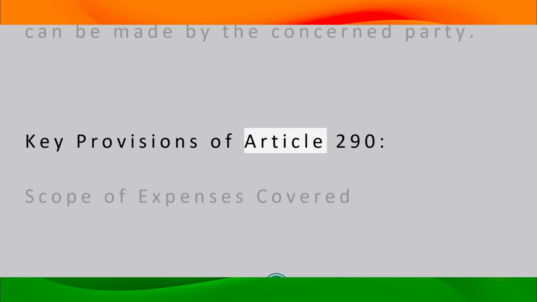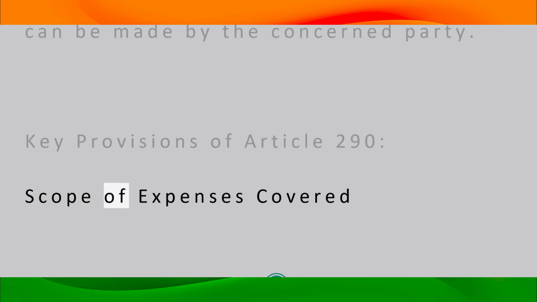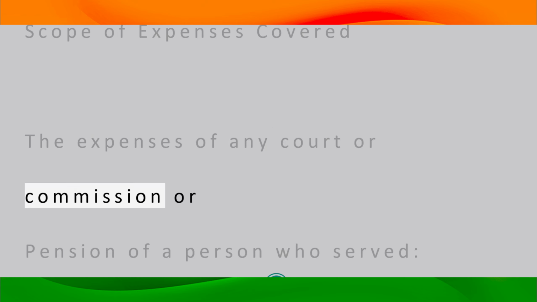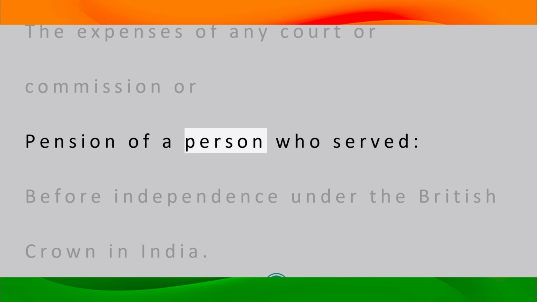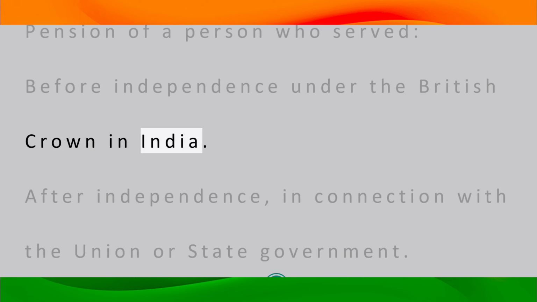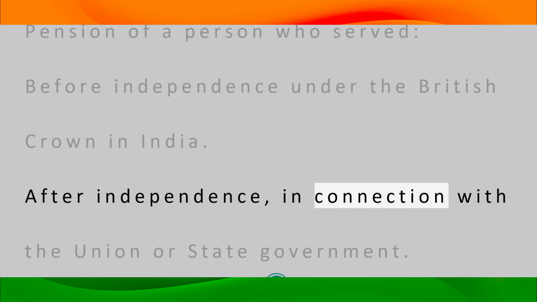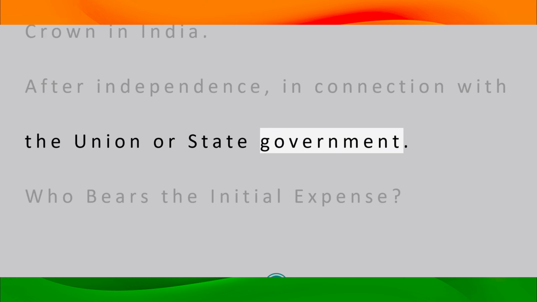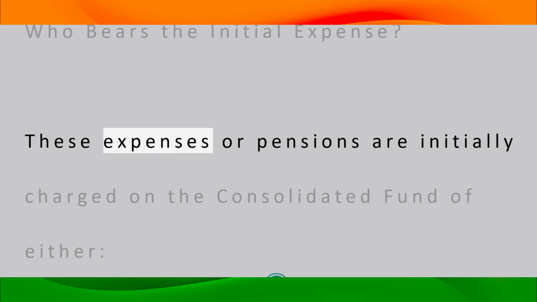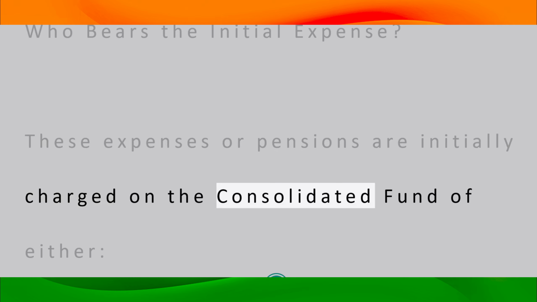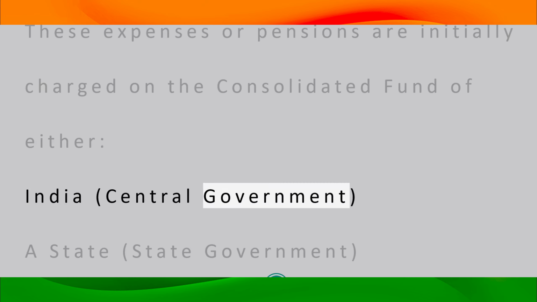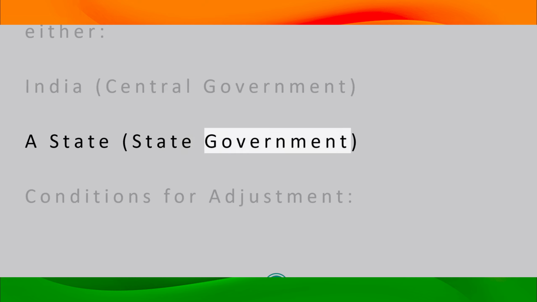Key provisions of Article 290. Scope of expenses covered: the expenses of any court or commission, or the pension of a person who served before independence under the British Crown in India, or after independence in connection with the Union or state government. Who bears the initial expense? These expenses or pensions are initially charged on the Consolidated Fund of either India, the central government, or a state, the state government.